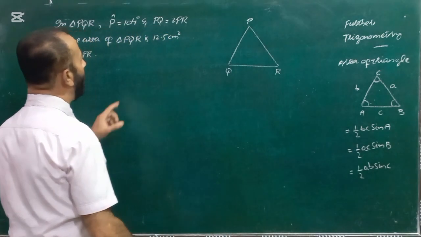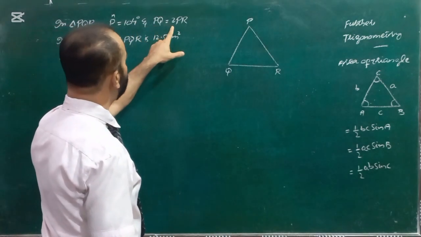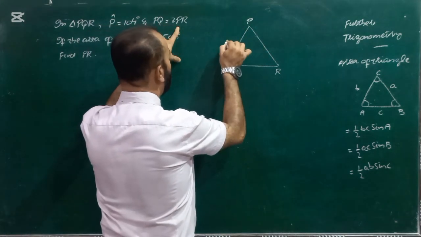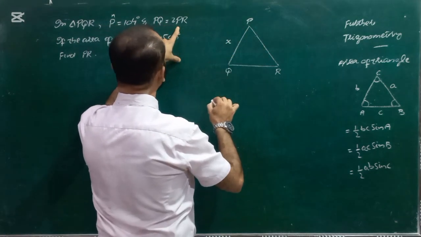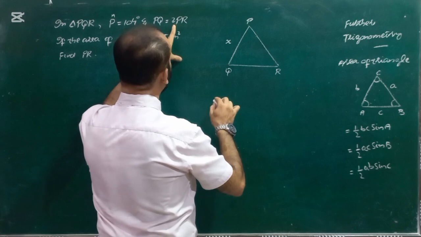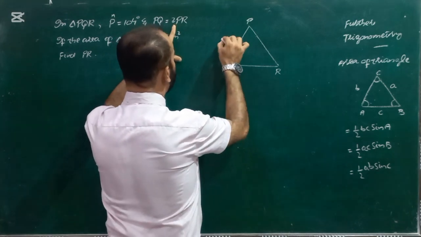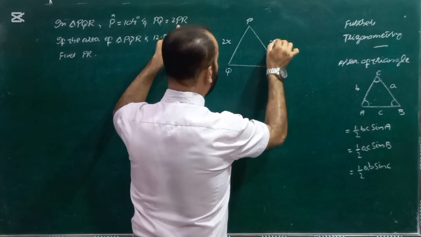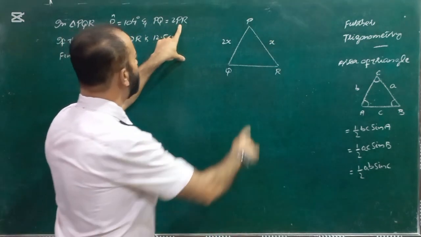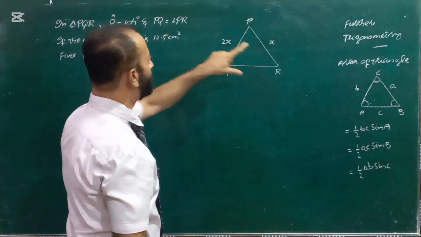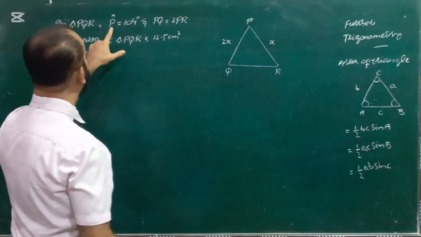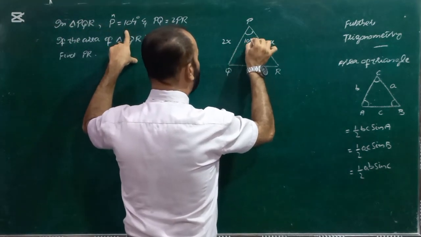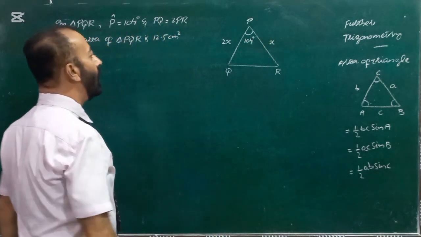Okay. And PQ is 2 times of PR. Here is PQ. Suppose if this is X, so this will be 2 times and PR is X. So this is X. So look here. If PR is X, PQ is 2 times of the X. And the angle P is given 104. So this is given 104 degree.